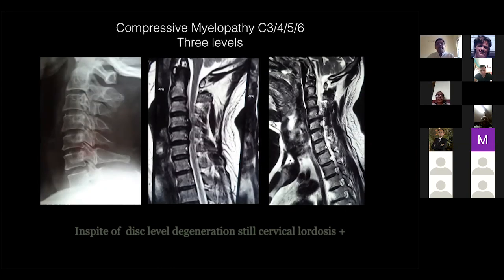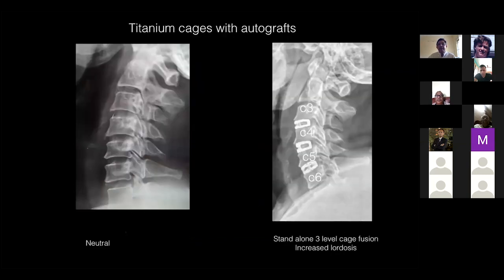This is compressive myelopathy at C3, C4, C5, and C6, at 3 levels. In spite of the disc level degeneration, there is still some cervical lordosis present. In these types of cases, I always do flexion and extension view X-rays. In the extension view, if you find the lordosis is improving, they are very good cases for an anterior approach with anterior cervical discectomy. So I have done this standalone 3-level cage fusion in this case, and I have increased the lordosis.